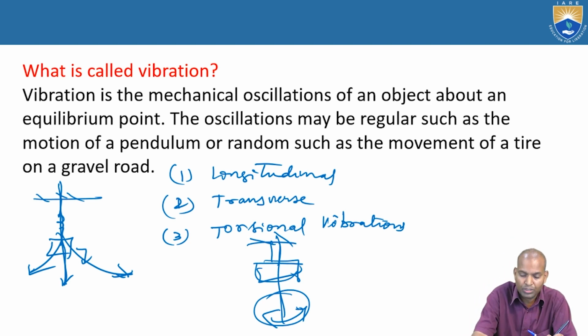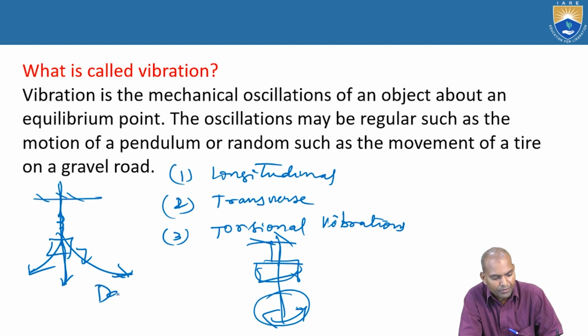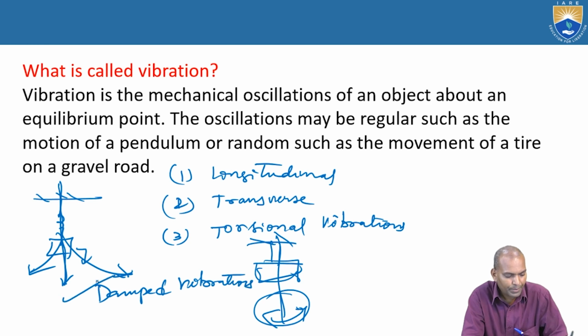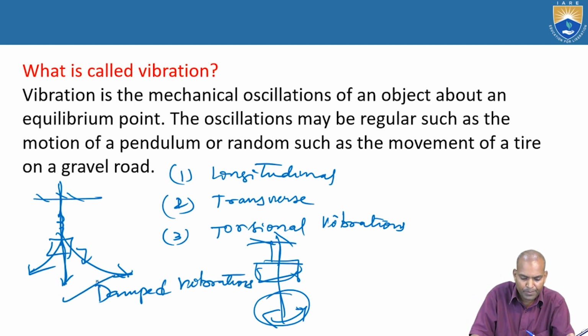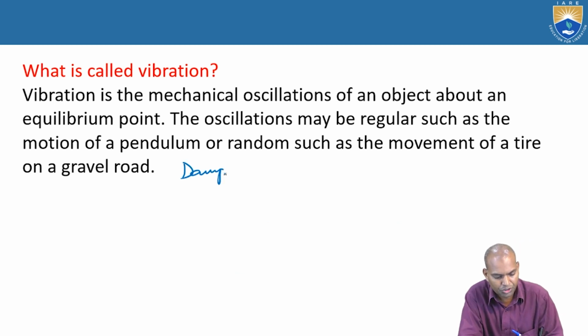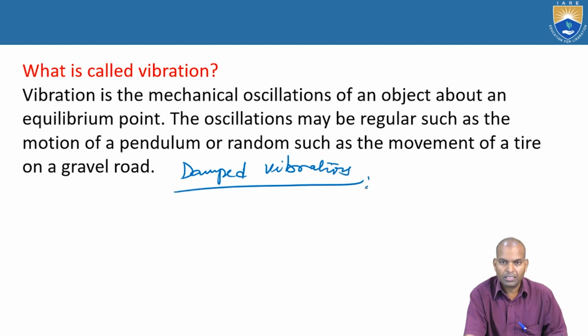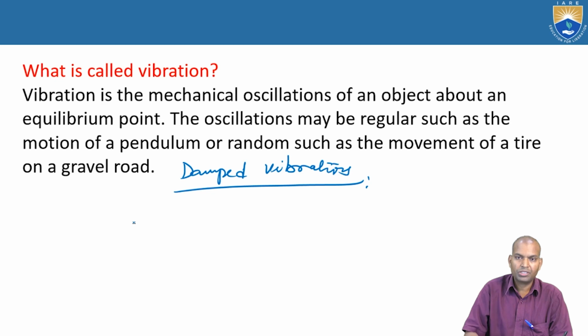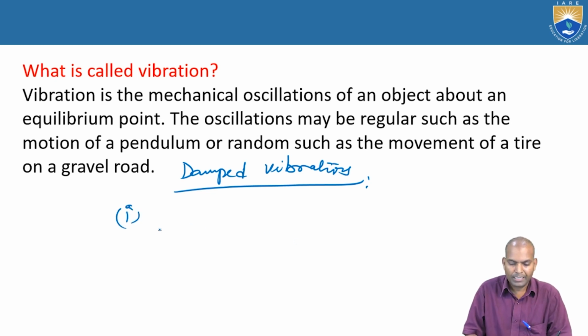There is one more category also, damped vibrations. What are damped vibrations? Damped vibration means resistance to the amplitude of oscillations of vibrations. Those are known as damped vibrations. There are three types of damped vibrations: number 1, underdamped; number 2, overdamped; and the third one is critically damped.